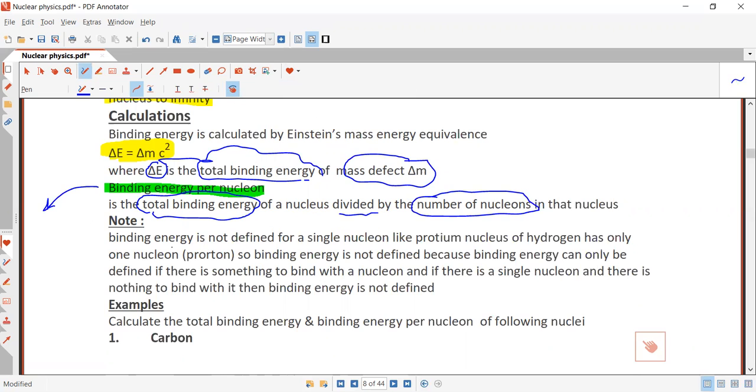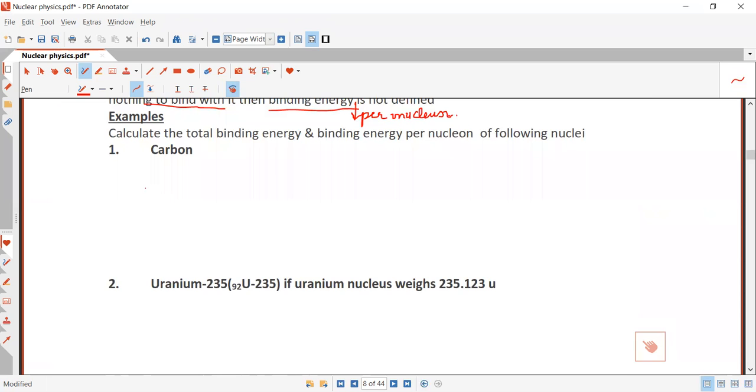Now, binding energy per nucleon is not defined for a single nucleon, like a protium nucleus of hydrogen, which has only one nucleon or one proton. So binding energy is not defined, because binding energy can only be defined if there is something to bind with a nucleon, right? If there is a single nucleon and there is nothing to bind with, then binding energy per nucleon is not defined, right?